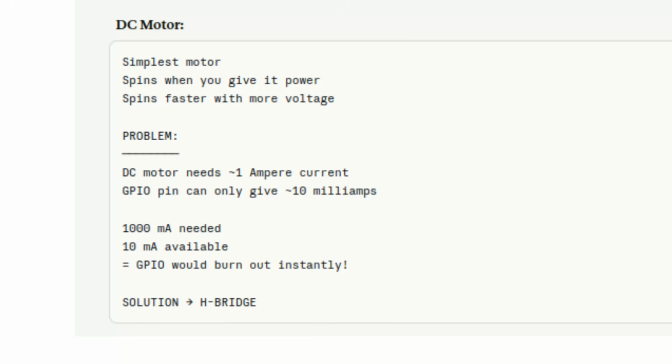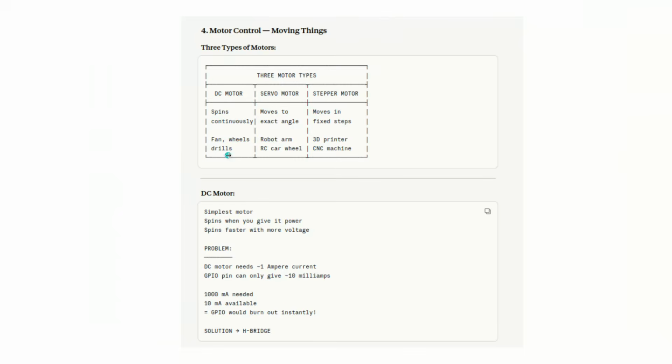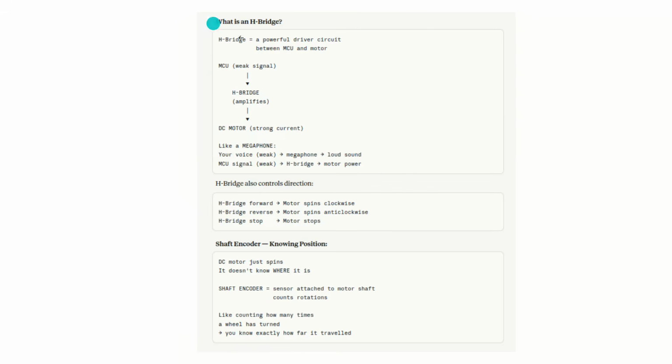So the solution to this problem is the H-bridge. The H-bridge is a powerful driver circuit between the MCU and the motor. The MCU gives a weak signal, the H-bridge amplifies it and gives a strong current to the DC motor. The H-bridge also controls the direction. H-bridge forward means the motor spins clockwise. H-bridge reverse means the motor spins anti-clockwise. H-bridge stop means the motor stops.